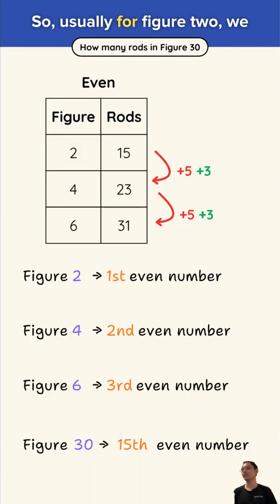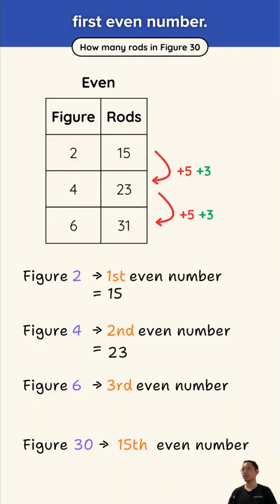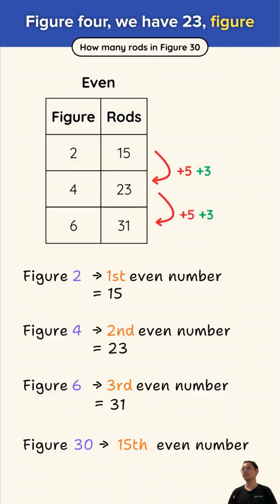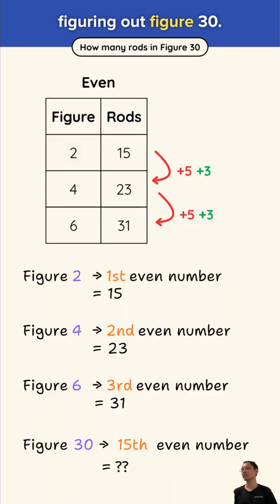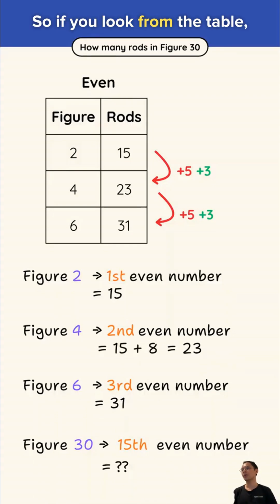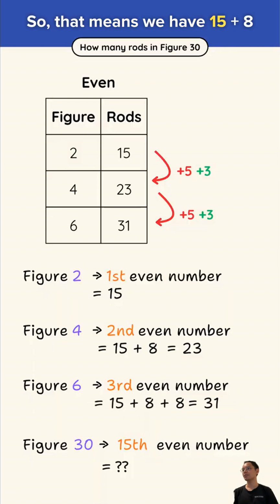For figure 2, we have 15, which is the first even number. Figure 4, we have 23. Figure 6, we have 31. And we're figuring out figure 30. If you look from the table, for figure 4, which is the second even number, we add 15 plus 8. So 15 is the starting number. Figure 6 is the third even number, so we have 15 plus 8 plus 8. Now you can roughly see an adding pattern.